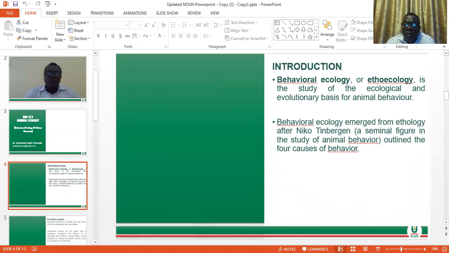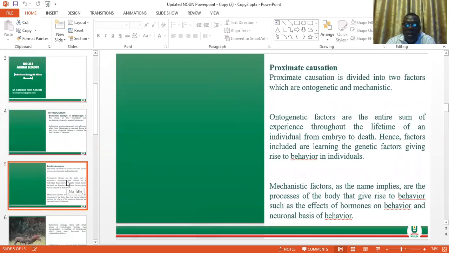We also talked about the pioneer in the study of animal behavior, Niko Tinbergen, who outlined four causes of behavior. But then he divided what they call proximate causation into two factors, which are the ontogenic and mechanistic factors. Ontogenic factors are the entire sum of experience throughout the lifetime of an individual from embryo to death. Such factors include learning and the genetic patterns giving rise to behavior in individuals.